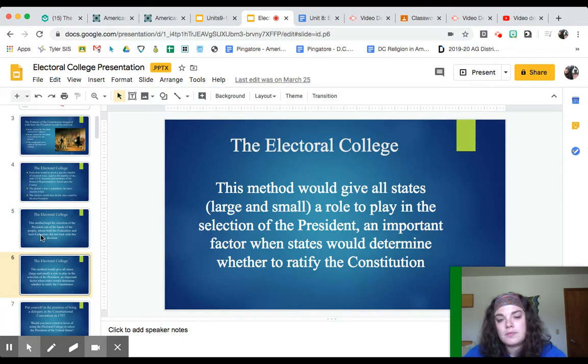The Electoral College would also give, this means that all states, both big ones and small ones, have a role to play in who becomes the president. And this was kind of the bargaining chip to states, because at this debate, states were like, whoa, wait a minute. What role do we play in, like, we should have a say in who the president is. And so this Electoral College process kind of gave that power to states in a way.